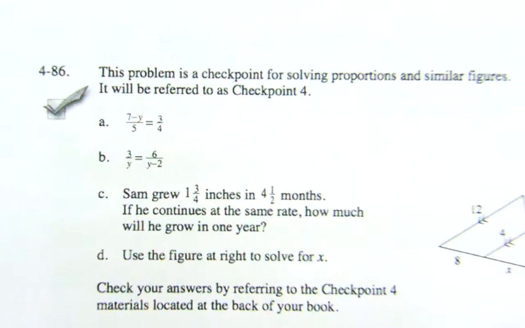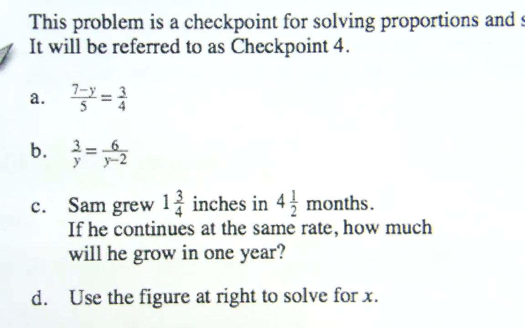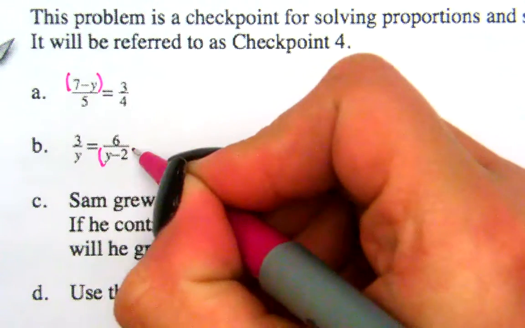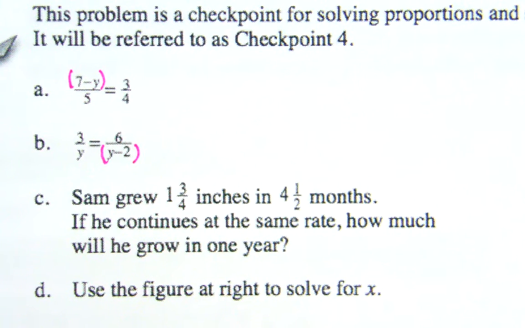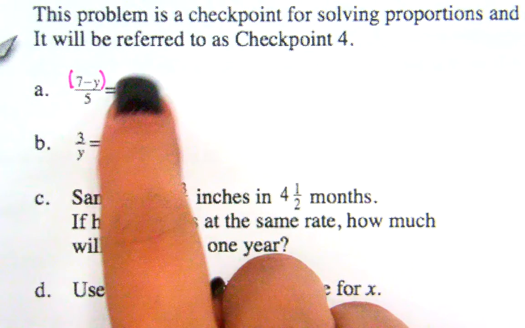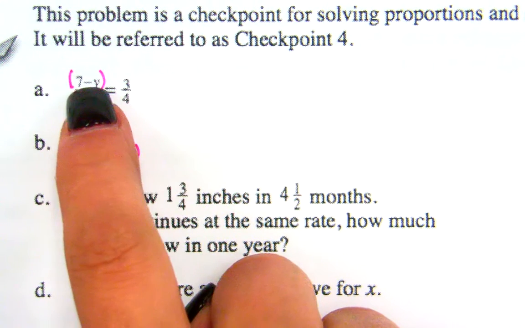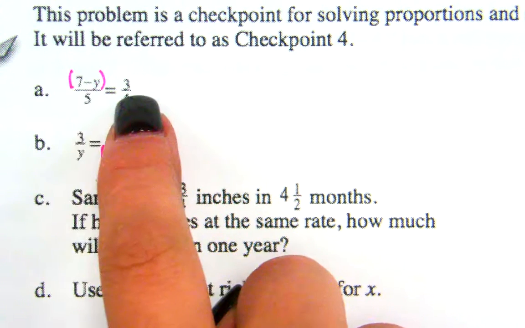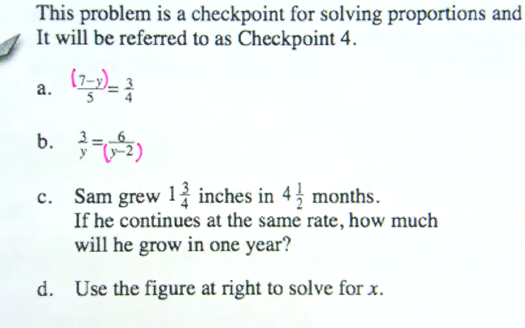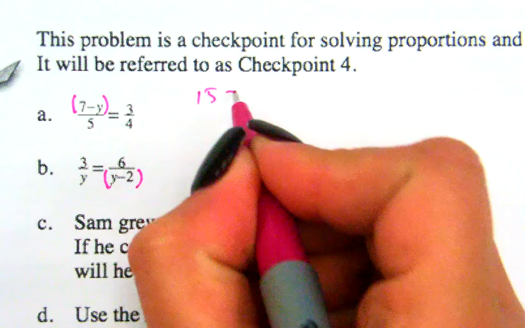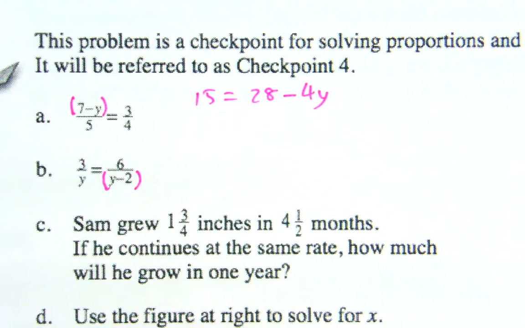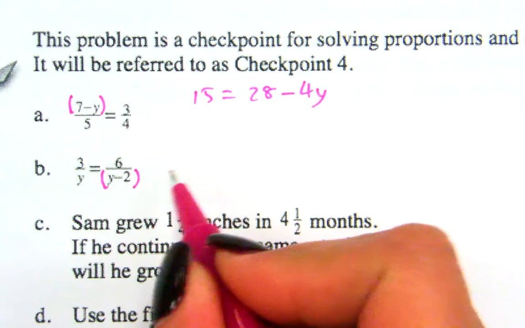The only thing I will mention, again, because we had some issues during tutoring, is please make sure you actually put parentheses around anything that has more than one term. And so it's 7 minus y being multiplied by the 4. So it's 7 times 4, which is 28, and then 4 times negative y, which is negative 4y. So you should start to see something like 15 equals 28 minus 4y, and then solving for y. And then the same thing for this one.